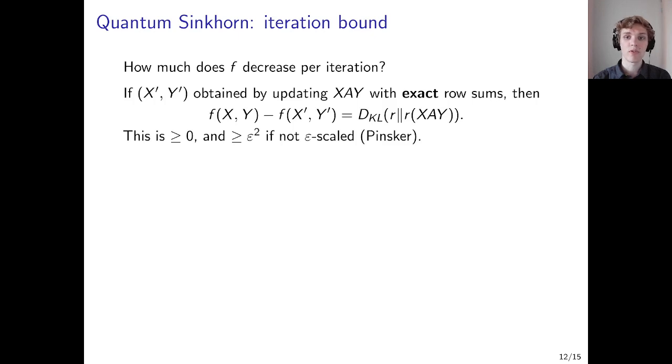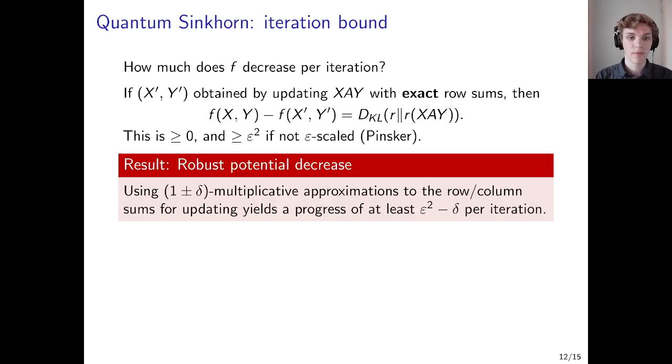Now, if you use exact row sum computation, as one would in a classical setting, then you can show that the potential drops by exactly the KL divergence between your current row marginals and your target row marginals. This is at least 0, because the KL divergence is always non-negative, and you can show that it's at least a constant times epsilon squared if your matrix is not epsilon scaled, by Pinsker's inequality.